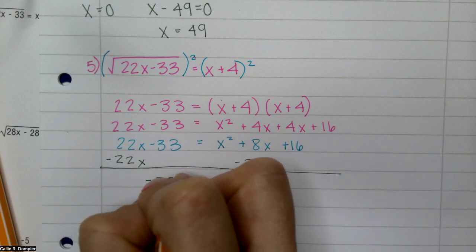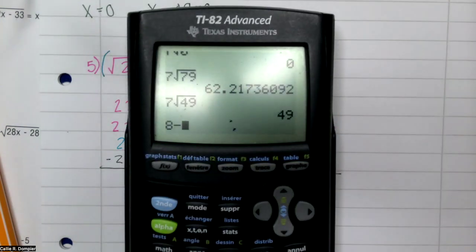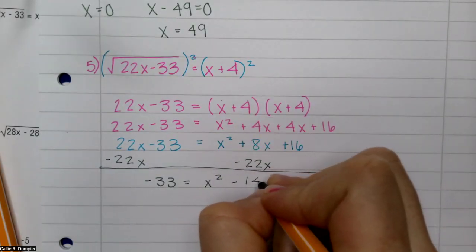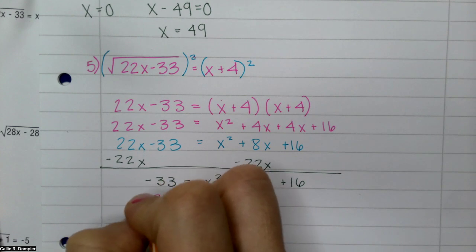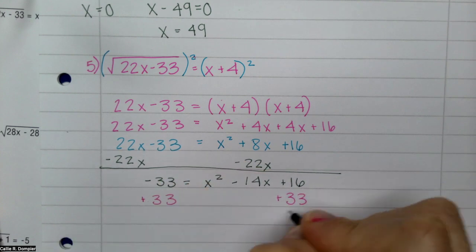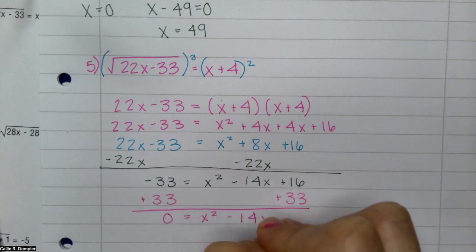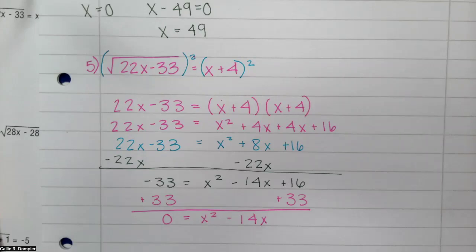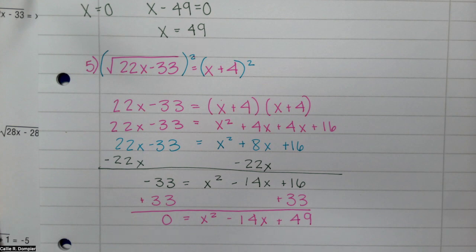It gives me negative 33 equals x squared, negative 22 plus 8, or 8 minus 22, is negative 14x, plus 16. I'm going to move that 33. It's being subtracted, so I'm going to add 33. Add 33. It's a like term with 16, so that's why I stacked it. 0 equals x squared minus 14x. 16 and 33 give me 49. Now I've got x squared minus 14x plus 49 equals 0, and we're just going to solve the quadratic equation.